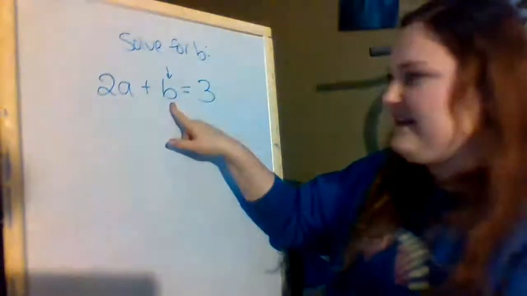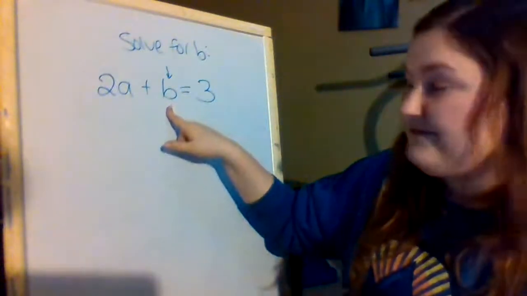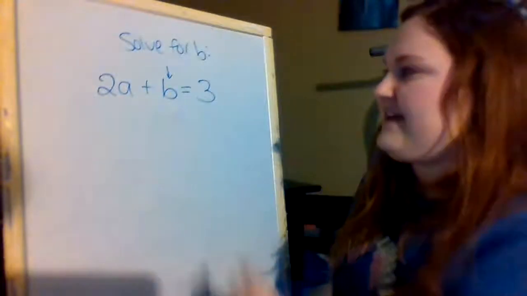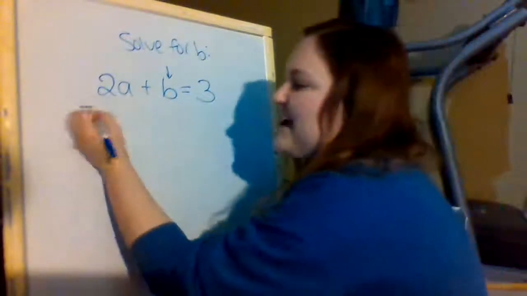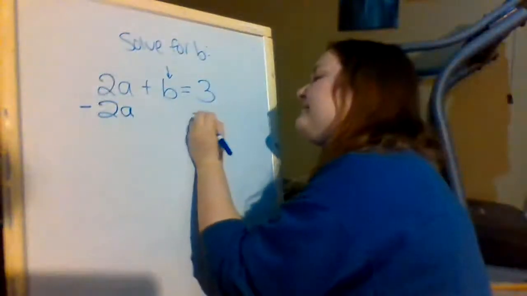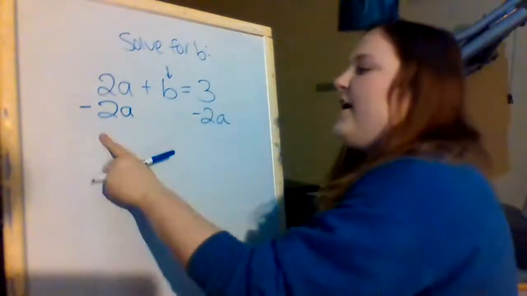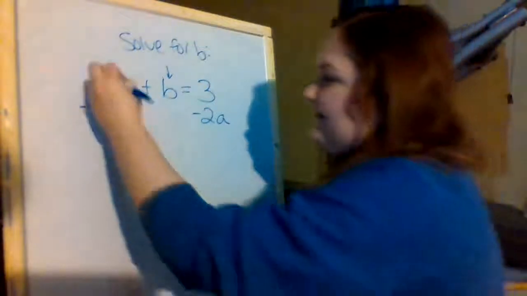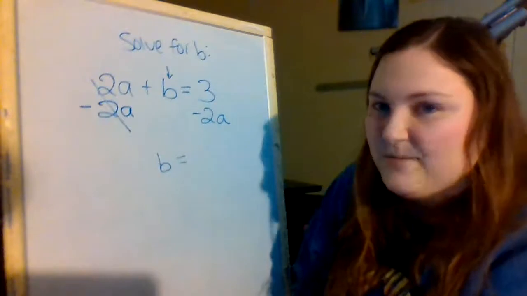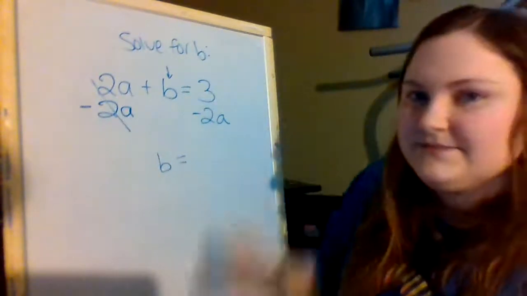If we want to solve for b, it means I need to get rid of the 2a. In order to get rid of the 2a, instead of adding 2a, I'm going to subtract 2a. Whatever we do on one side, we do on the other. On the left side, 2a minus 2a cancels out, and we get b equals, take a moment and figure out what you would write here.